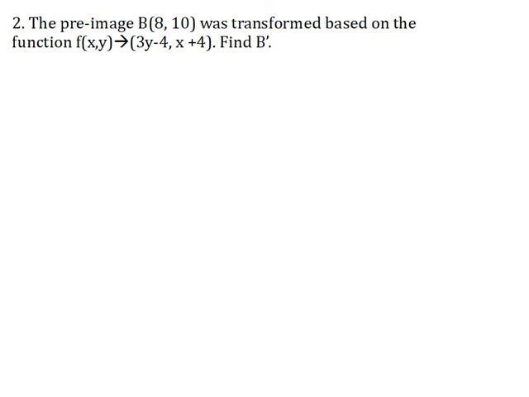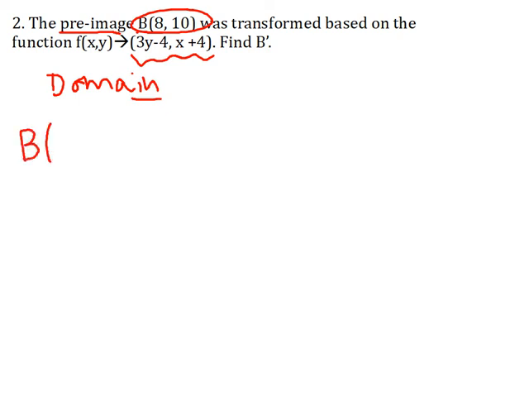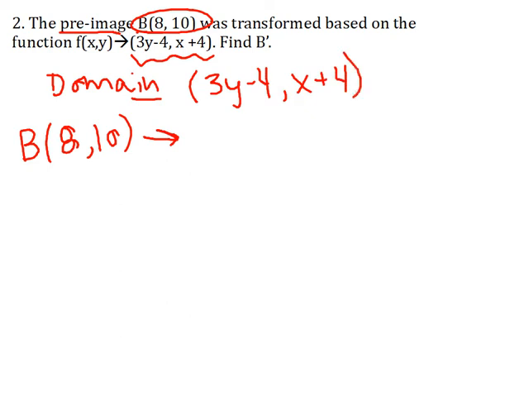This one is very similar. The pre-image P, so it's already telling us it's a pre-image P, was transformed based on the function. So again, this is our function. Find B prime. I'm given B. I know it's in my domain. If it's in the domain, we plug in. So B is at (8, 10). We're going to use our function 3y minus 4, x plus 4. And it's okay that the x and the y's are swapped. Perfectly fine.